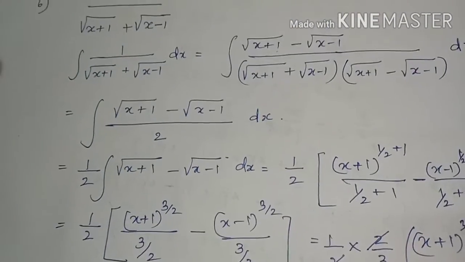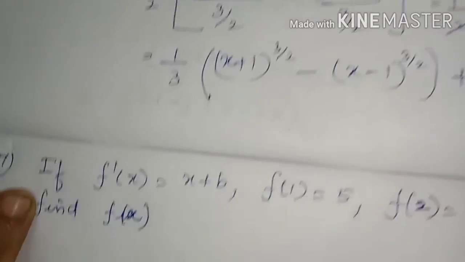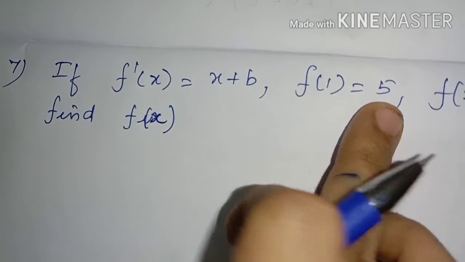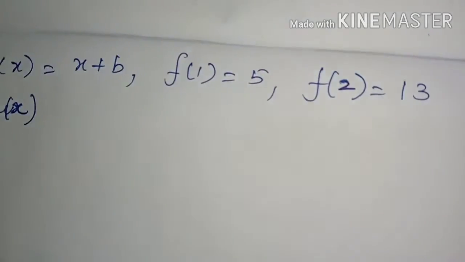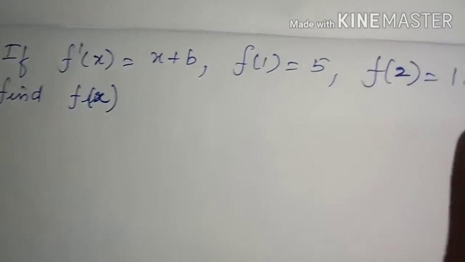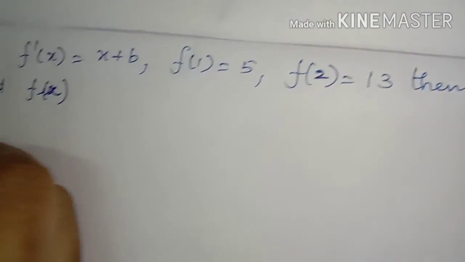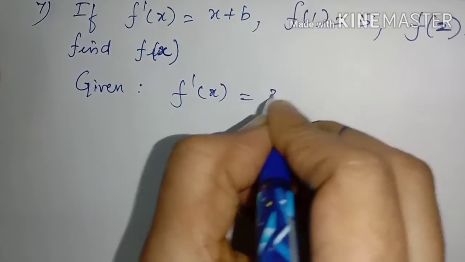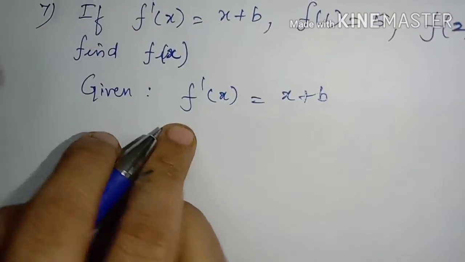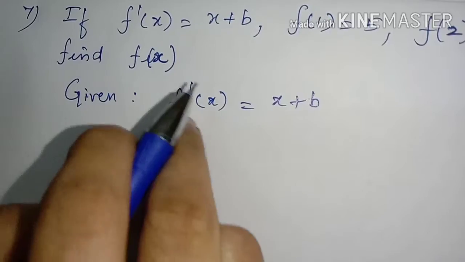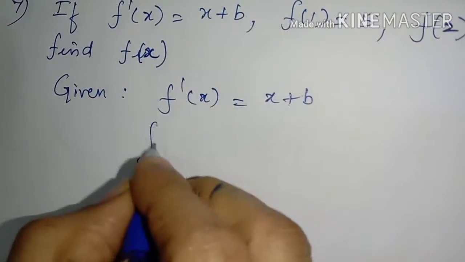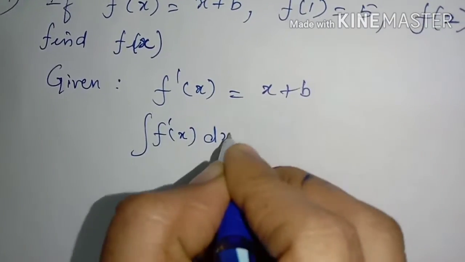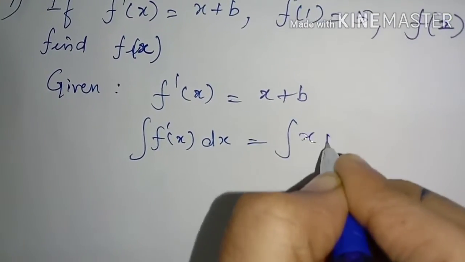Okay, come to the other problem: if f dash of x is equal to x plus b, f of 1 is equal to 5, f of 2 is equal to 13, then find f of x. So first write the given, f dash of x is equal to x plus b. When you integrate f dash of x, it will become f of x. Integral of f dash of x dx is equal to integral of x plus b.